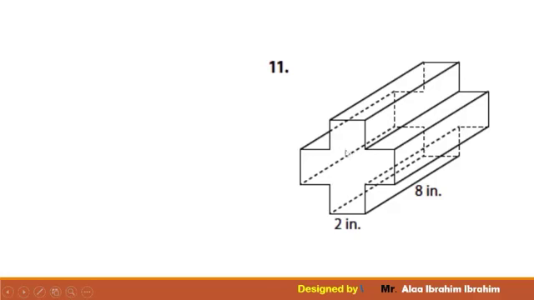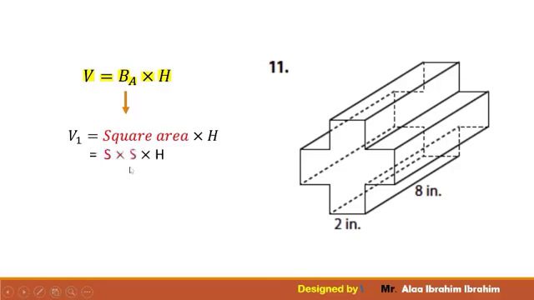So we're dealing now with a square base. So base area, meaning square this time, times height. So I need the square this time. So side times side, 2 times 2, times height is 8. So this is 32. Finally, we have 32.